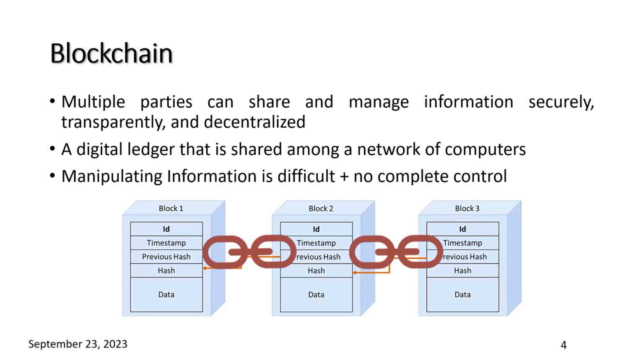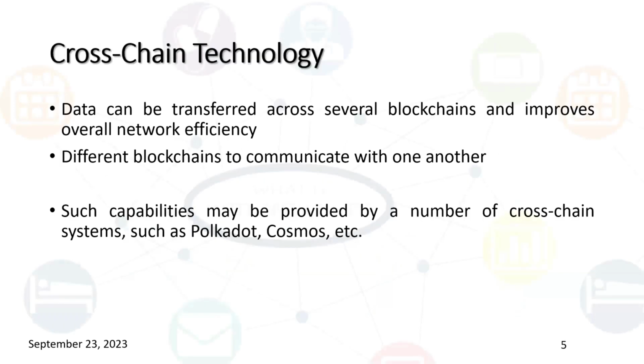Because the ledger is distributed among many computers, it is extremely difficult for any person to change or manipulate the information, and this makes it very secure and transparent. Additionally, because it is decentralized, no single person or organization has complete control over the information, making it more democratic and fair. So now, what is cross-chain technology?